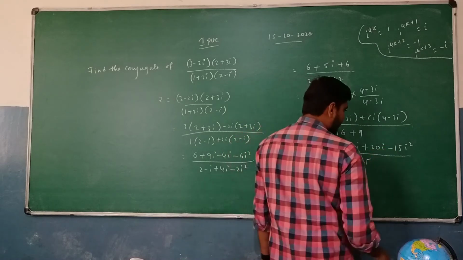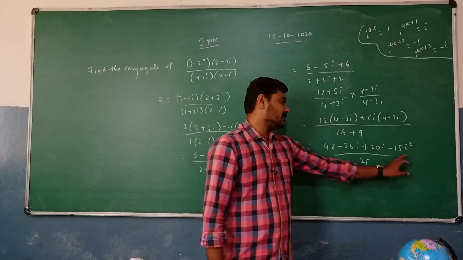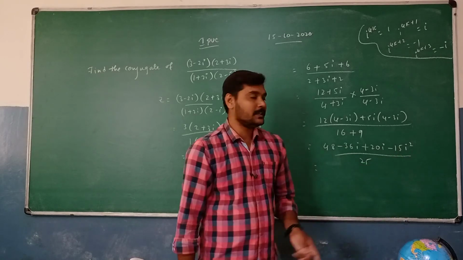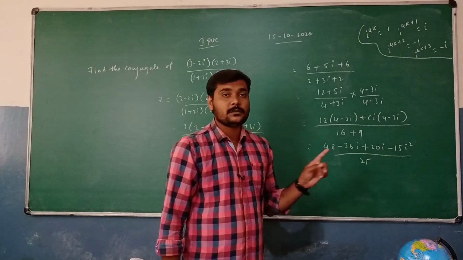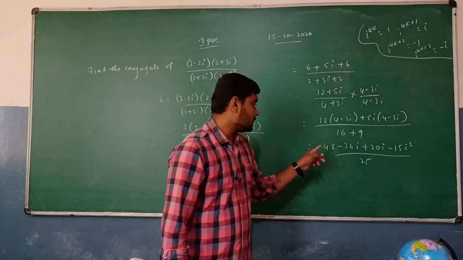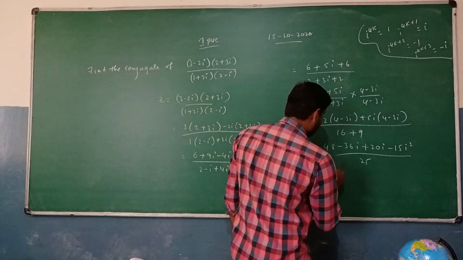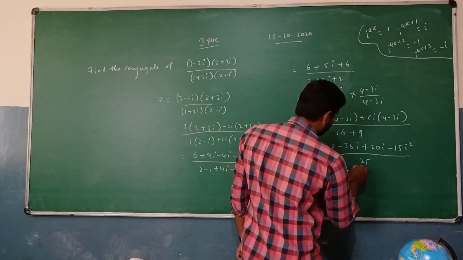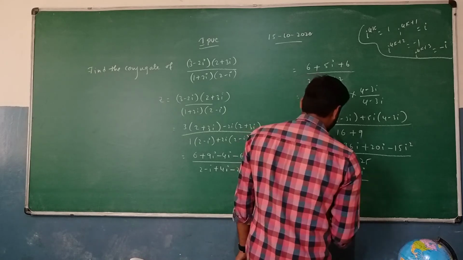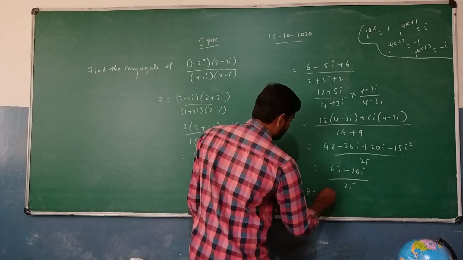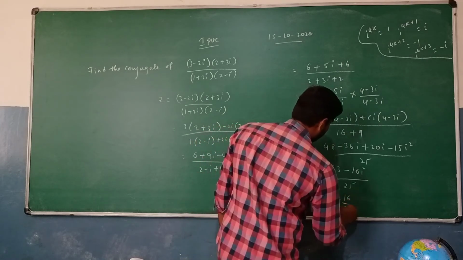So then it's going to be 48 plus 15, because here i square is going to be minus 1 into minus 15, that's going to be plus 15. So 48 plus 15 is going to be 63, minus 16i divided by 25. So here z is equal to 63 by 25 minus 16 by 25i.